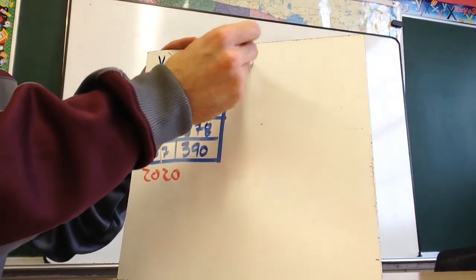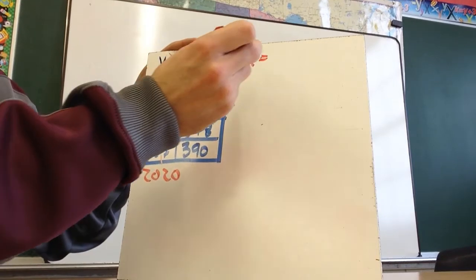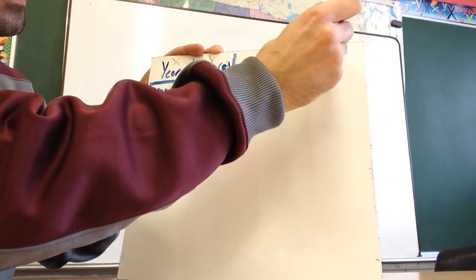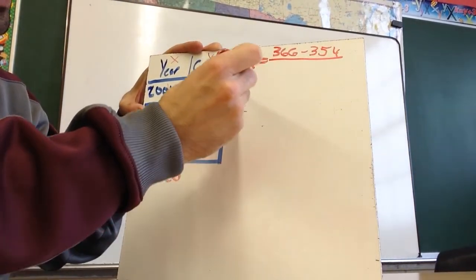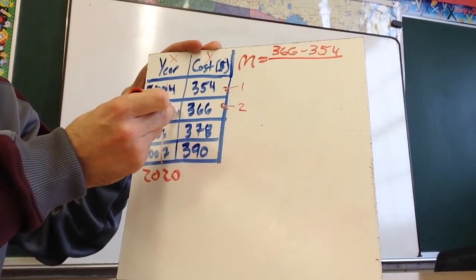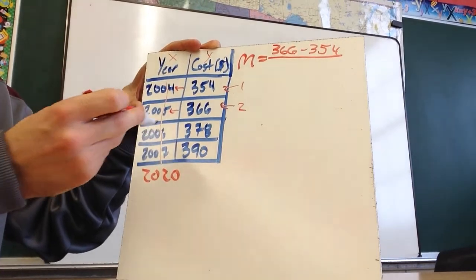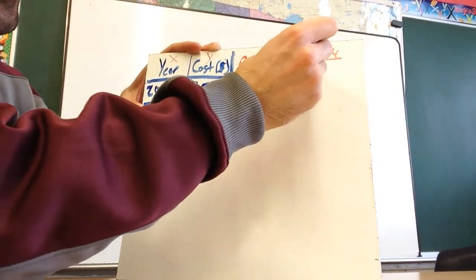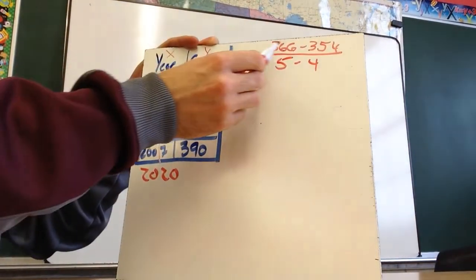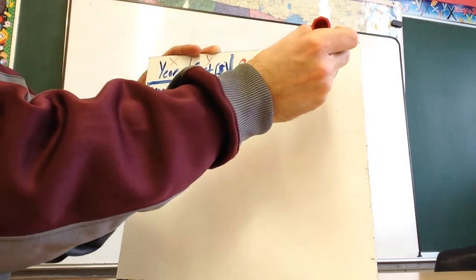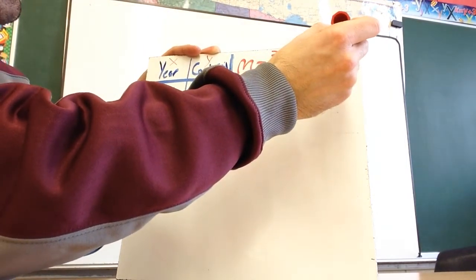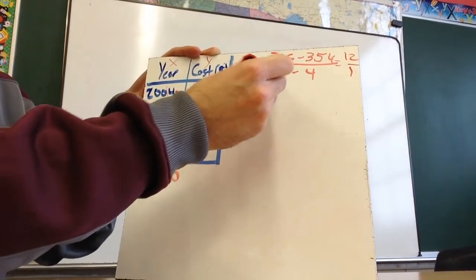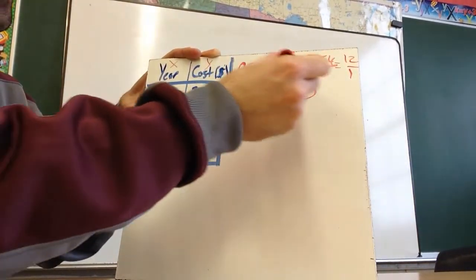So what I want to do is m equals 366 minus 354. Right, so I'm calling this 2 and this 1, which means that this is going to be 2 and this is going to be 1. So remember I'm getting rid of the 2000, so this is going to be 5 and this is going to be 4. 366 minus 354 is 12. 5 minus 4 is 1. So my slope is 12.